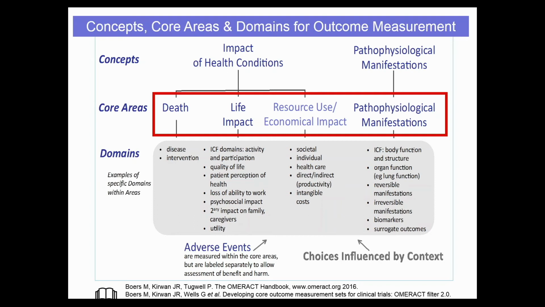And the color of the resource use is a little bit lighter than the other three, which means that this is one that is optional but not mandatory to put into a core set. So the recommendation is that you add one item, one domain in this category of resource use, but it's not obligatory. And then finally, there is the fourth category that is called the pathophysiological manifestations. And this refers to the ICF system, and it refers to body function and structure. These are all the physical signs and symptoms of the disease that medical doctors and researchers are most knowledgeable about, and that they traditionally put in the core set.